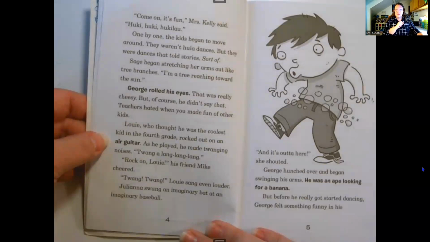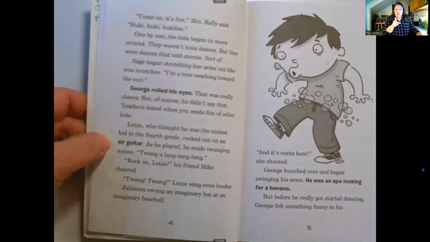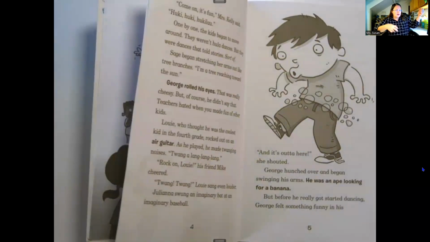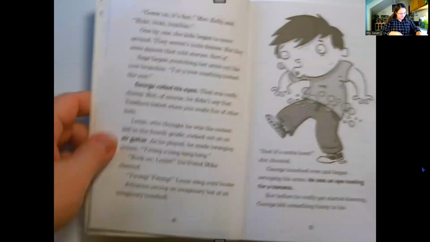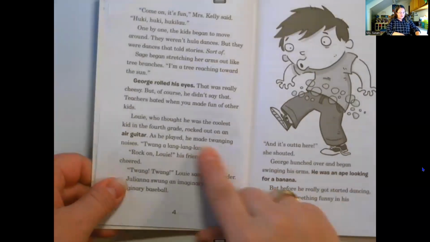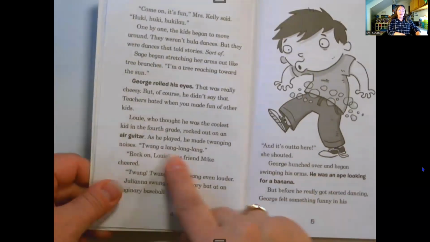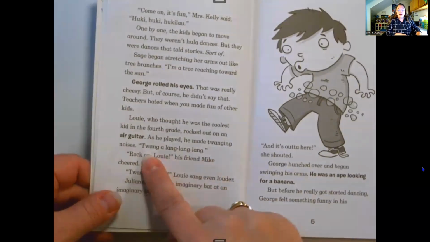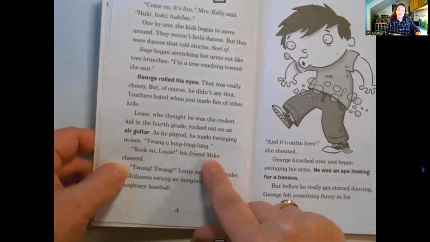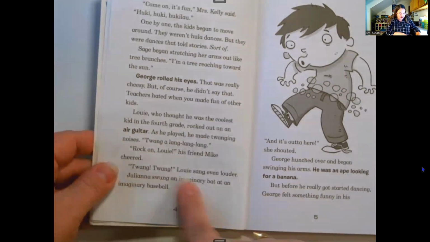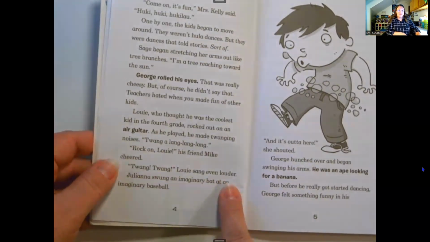Now, Louis is another character, and do you guys know what air guitar is? Can you play air guitar? Okay, I'm not very good with air guitar, but it's an imaginary guitar. All right, as he played, he made twanging noises. Twang-a-lang-a-lang-a-lang. Rock on, Louis, his friend Mike cheered. Nope, there's another character, Mike. Twang, twang, Louis sang even louder.